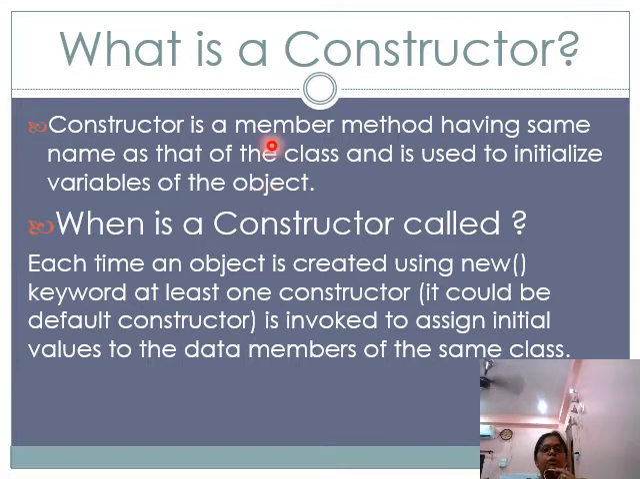A function without a constructor is meaningless. So we have to use it in each and every program. Whatever program we make in Java has a default constructor. Now when is our constructor called? A constructor is called each time an object is created by using the new keyword. We create an object with the help of the new keyword, and there is at least one constructor, which could be a default constructor.